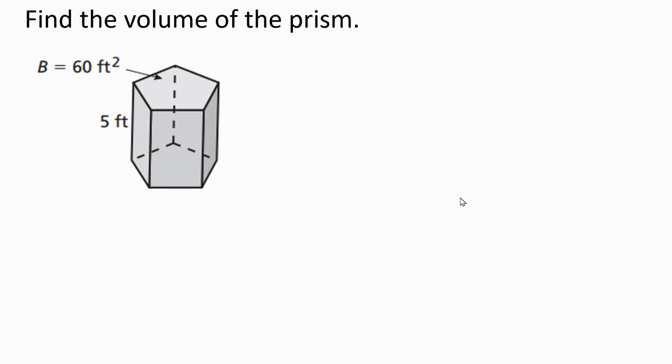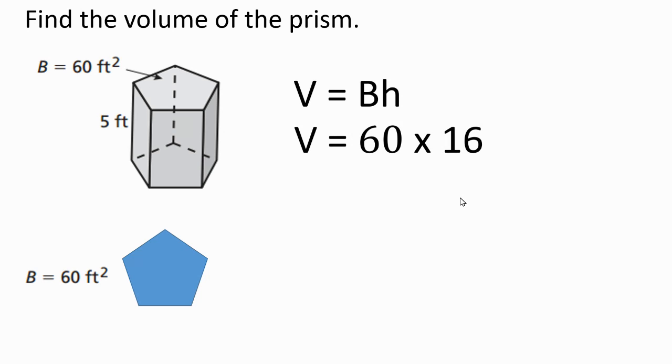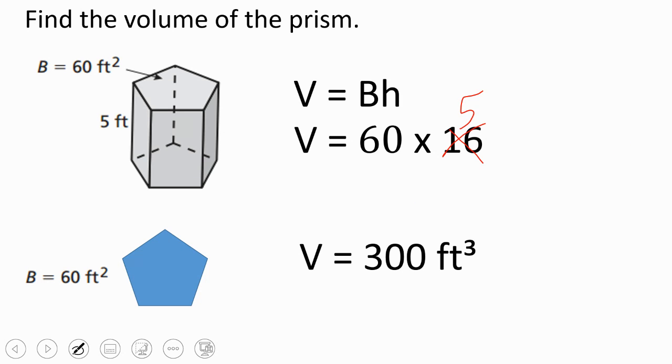This one is a pentagonal prism. So they give you actually the base already, so it's 60 feet squared. So all you gotta do on this one is take that 60 and times it by 60. Oh, times it by 5. So ignore that 16. That's a 5. Answer still 300 feet cubed.